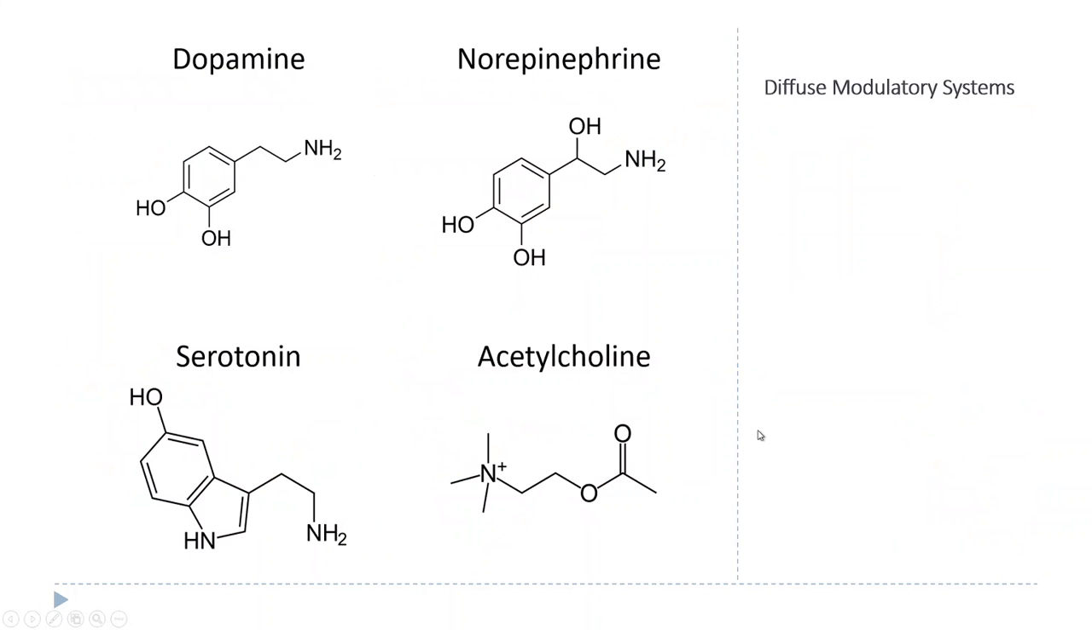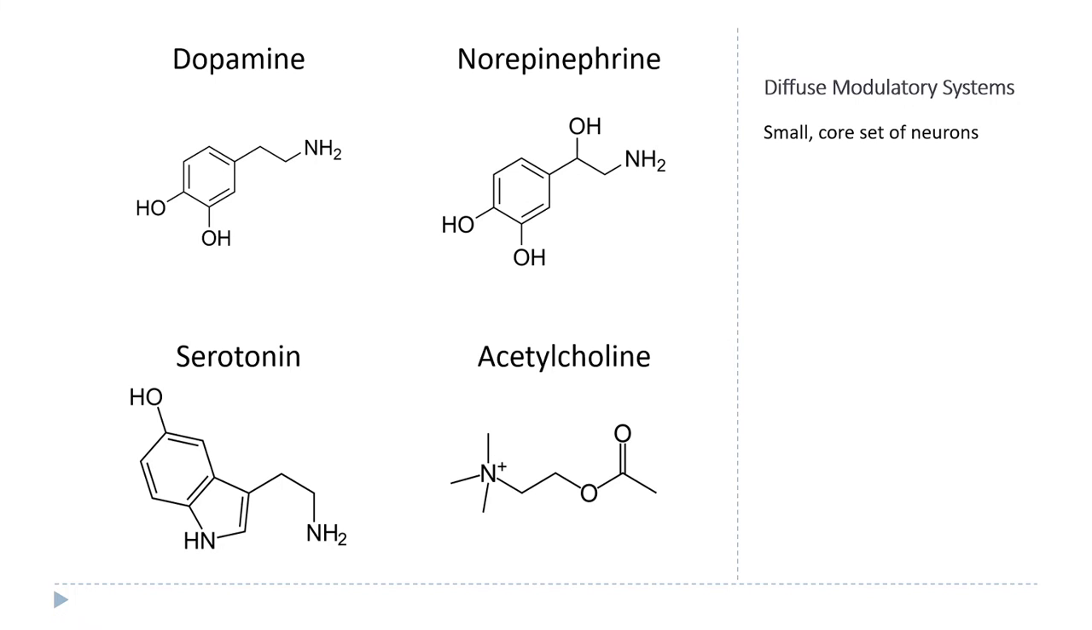So there are basically four sets of systems that we call the diffuse modulatory systems, and they each are characterized by a different neurotransmitter. The four neurotransmitters that are classified in this way are dopamine, norepinephrine, serotonin, and acetylcholine. What all of these systems have in common, and they have a lot that's different about them too, is that they all have some characteristics in common. So that's why we group them together.